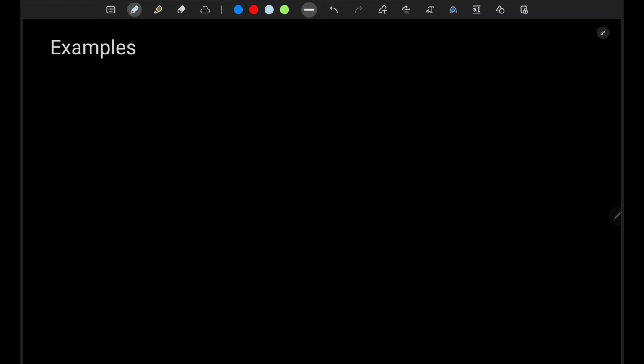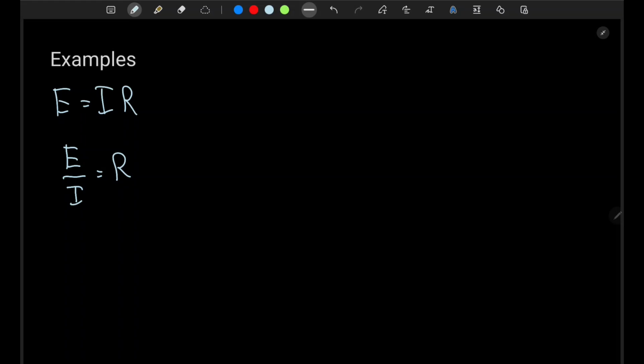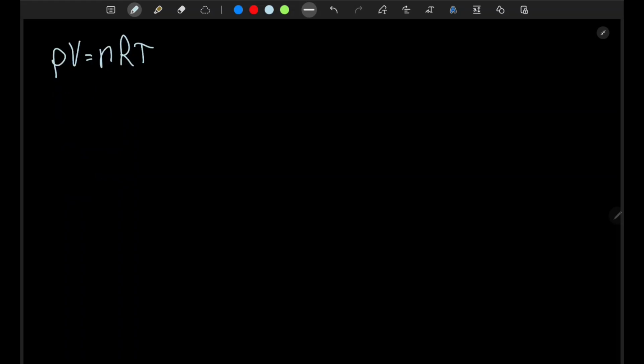Okay, so let's start doing some examples here. Let's look at the equation E is equal to IR, which is Ohm's law from electricity, and let's say that we want to solve for R. Using the shortcut, we take I and push it diagonally across the equal sign, and we are left with E over I is equal to R. And there you go, you're done. Now let's look at PV is equal to nRT, and we want to solve for T. Let's take the n and the R, push them diagonally across, and we are left with PV over nR is equal to T. Done.